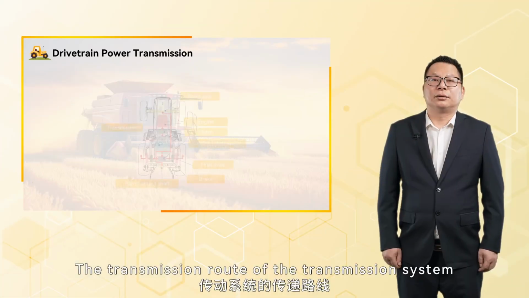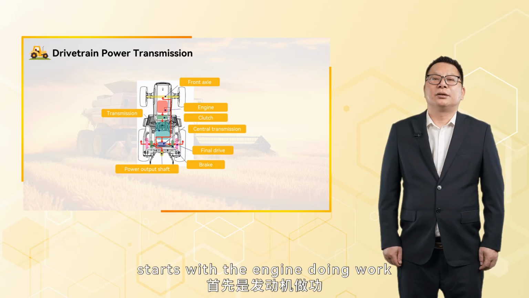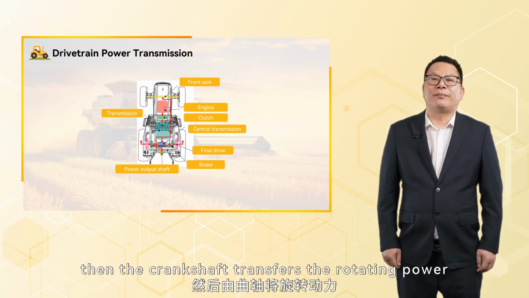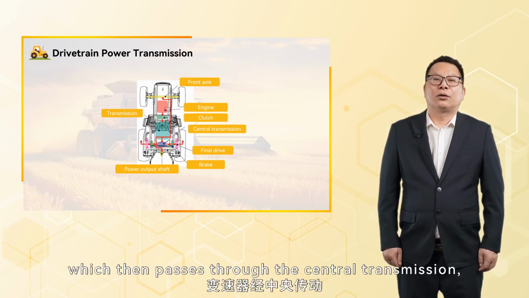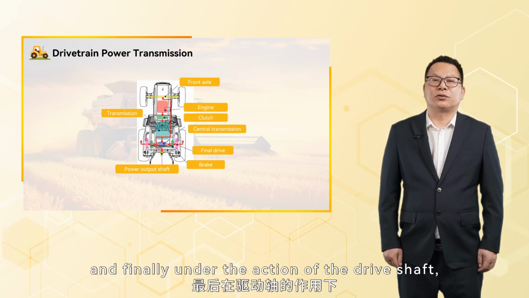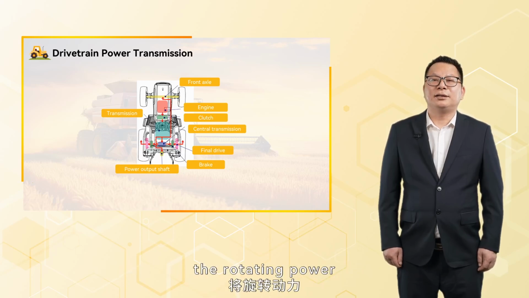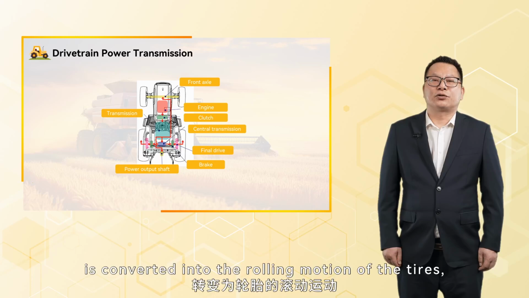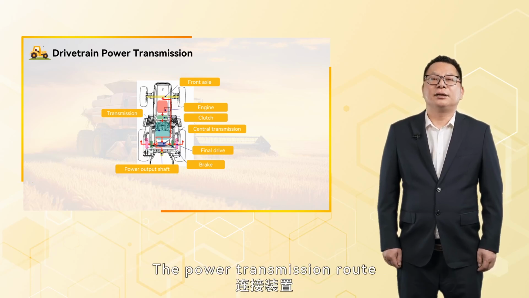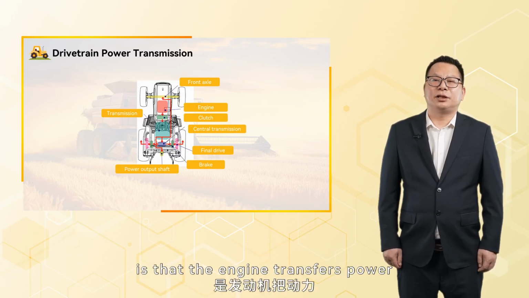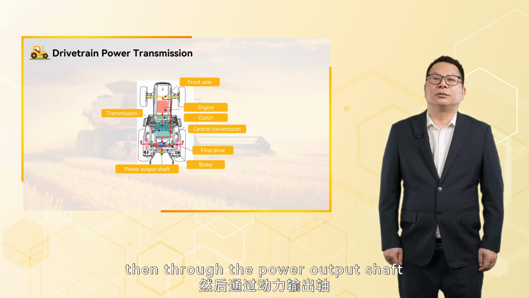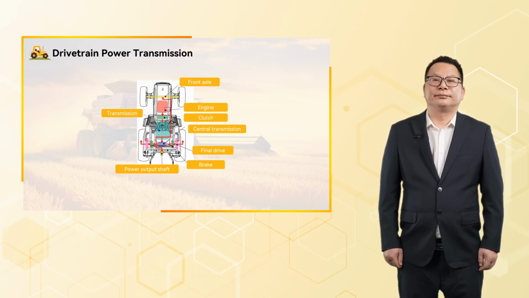The transmission route of the transmission system starts with the engine doing work to drive the crankshaft to rotate. Then the crankshaft transfers the rotating power through the clutch to the gearbox, which then passes through the central transmission, brake, final drive, drive shaft, and finally under the action of the drive shaft, the rotating power is converted into the rolling motion of the tires, completing the power transmission from the engine. The power transmission route of the connecting device is that the engine transfers power through the clutch and gearbox, then through the power output shaft to the connecting device.